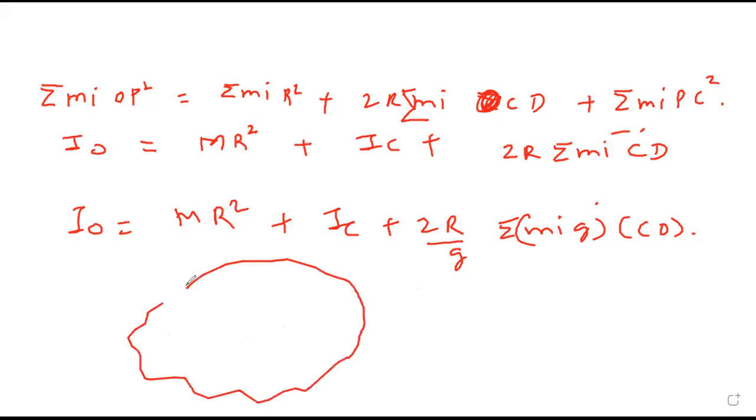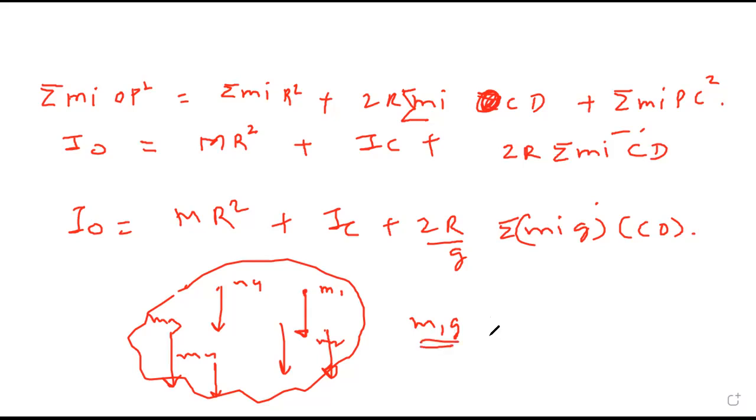Is this a rigid body? What is mi? Is it the mass of a particle? It is m1, m2, m3, m4, so many particles. What is m1g called? M1g is a force acting. Which force? Gravitational force. This is gravitational force.